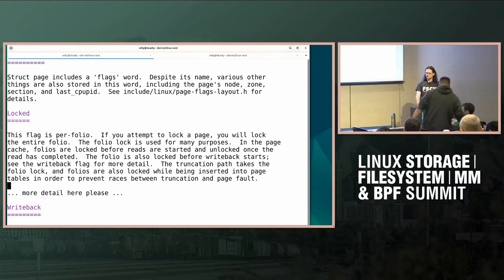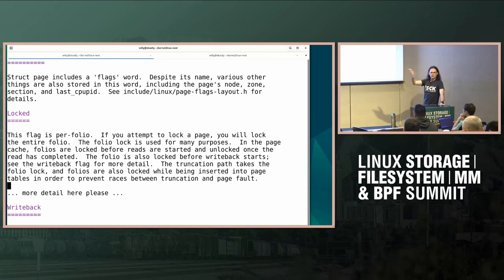I think it's important to sort of set a tone. So I'm starting out saying, you know, this flag is per folio. If you attempt to lock a page, you'll lock the entire folio. We use the folio lock for far too many things. I'm not trying to fix that today. I'm just trying to write down, you know, our sins.